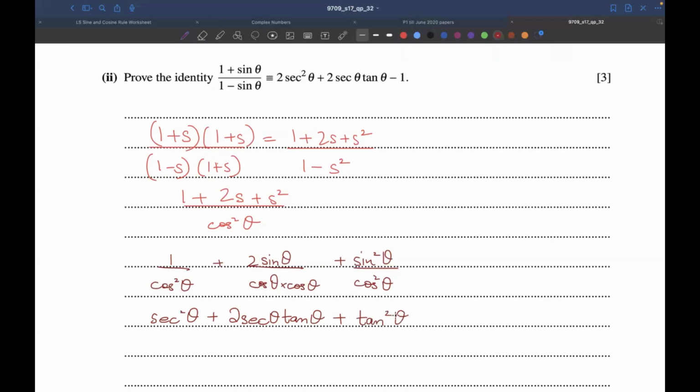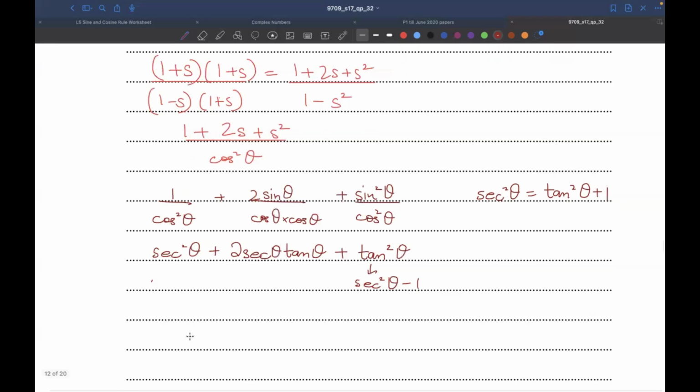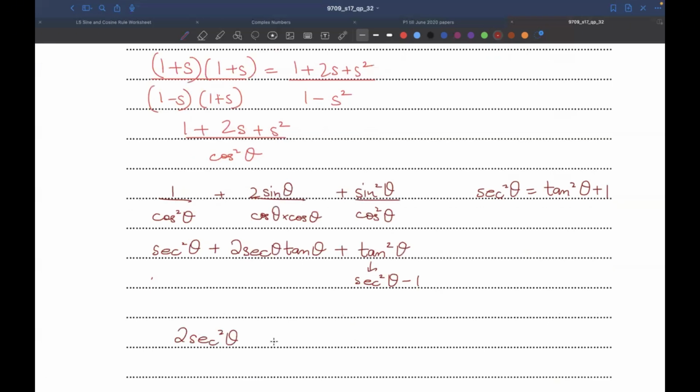And now we know the identity: sec square theta is 1 plus tan square theta. So tan square will be sec square minus 1. So when we write sec square theta minus 1 over here, we'll get sec square plus sec square, that will become 2 sec square theta. We already had 2 sec theta tan theta and minus 1. Now we have the identity that we had to prove.